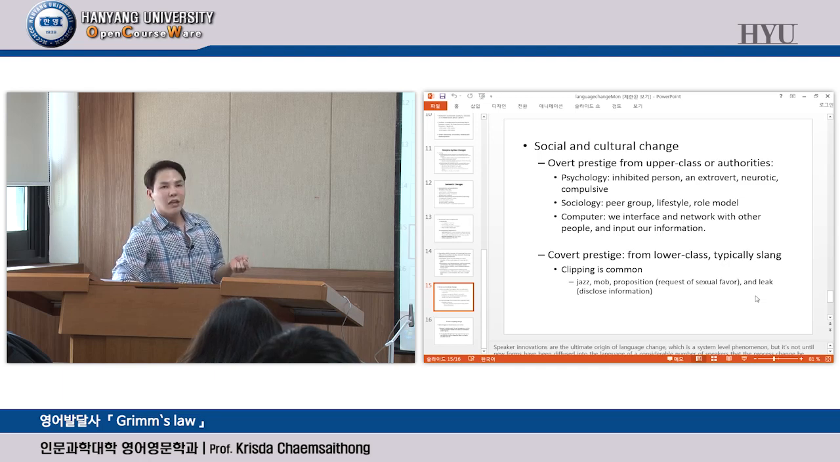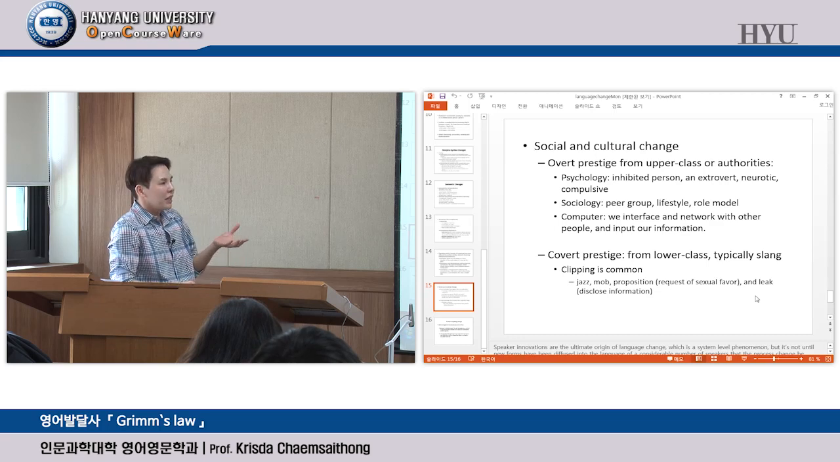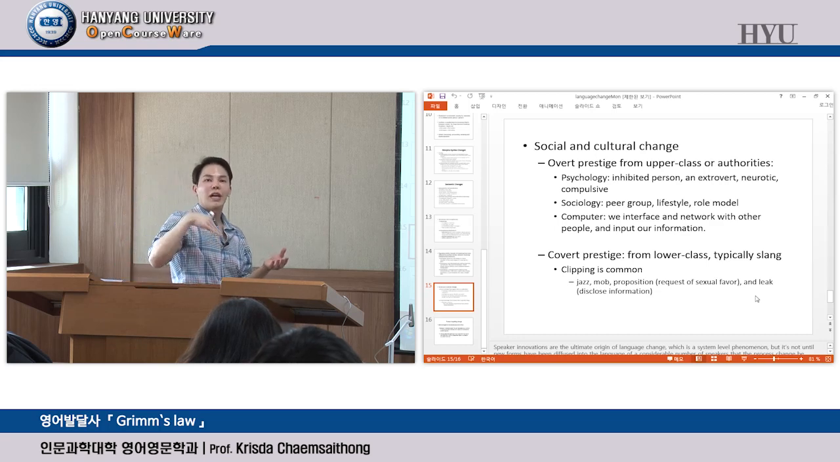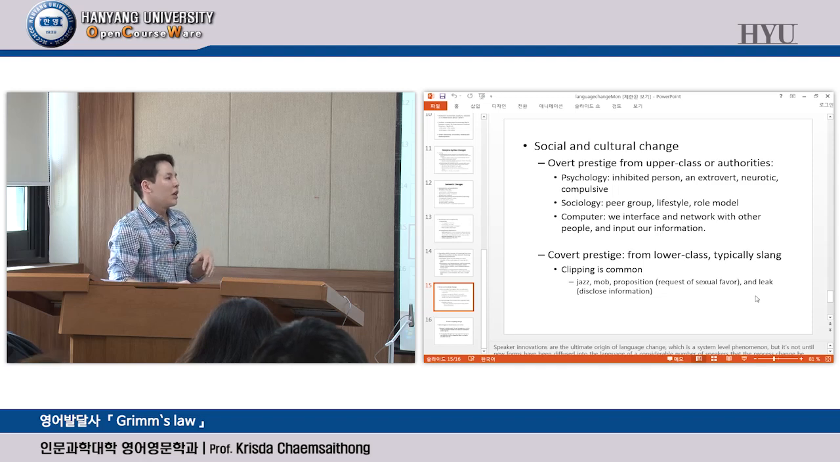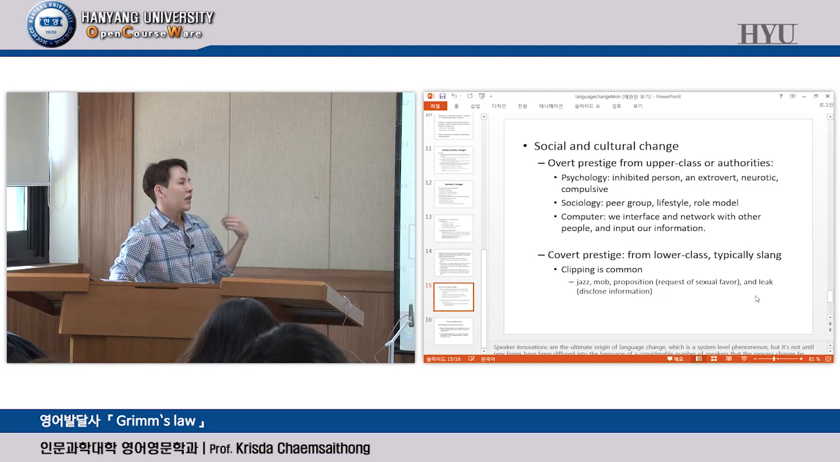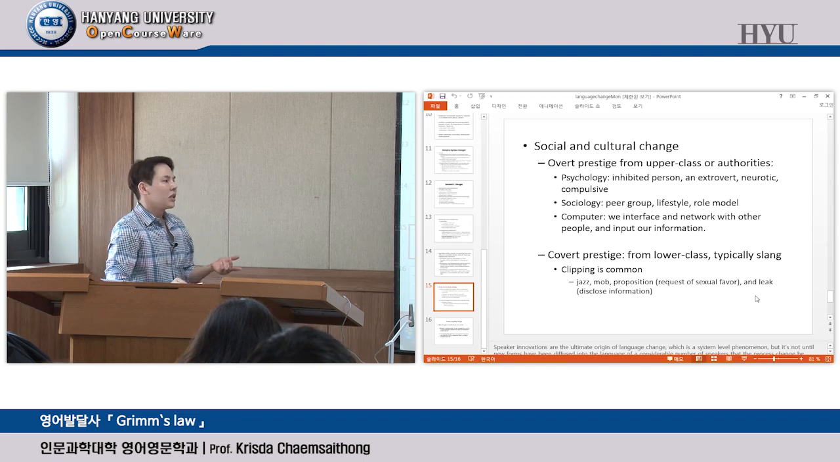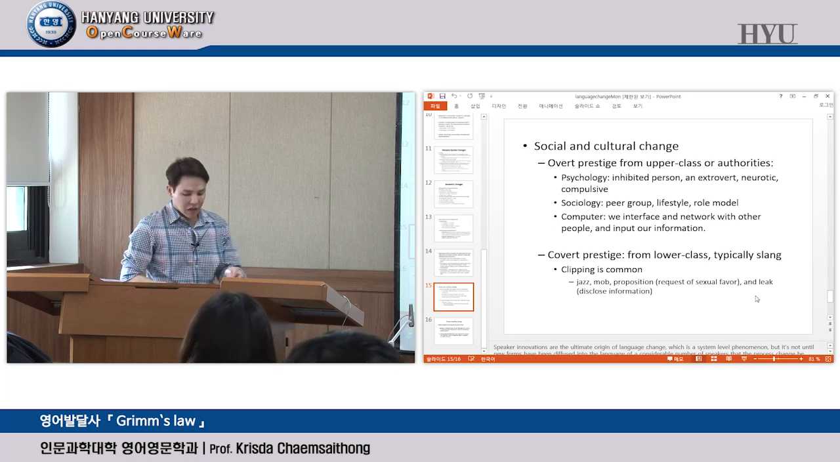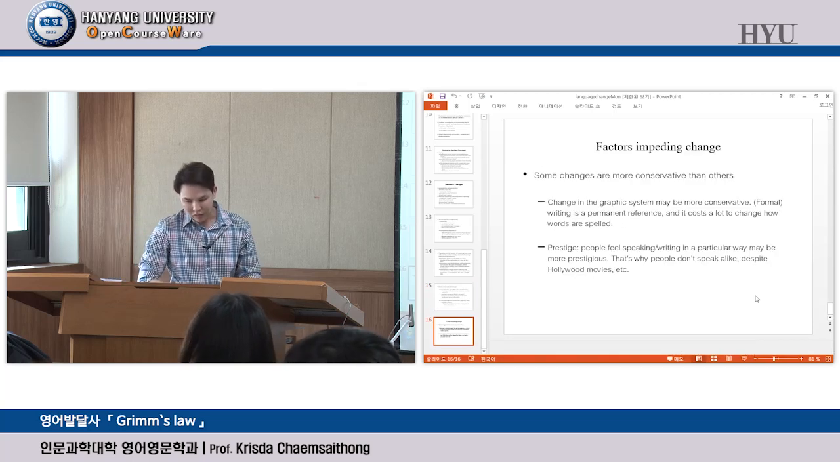I need to take a leak means to pee, like that. Because leak is from water leaking, right? That's the original meaning. But other things can leak, like information, to disclose information, or pee even, right? So these are slang terms that people use, that you might want to use to sound like those people.